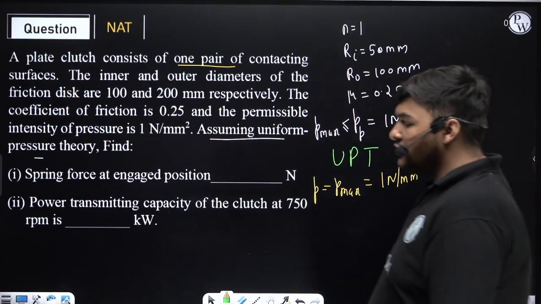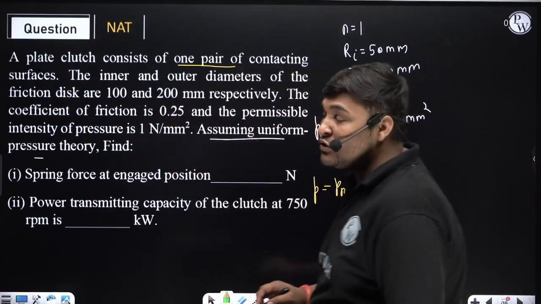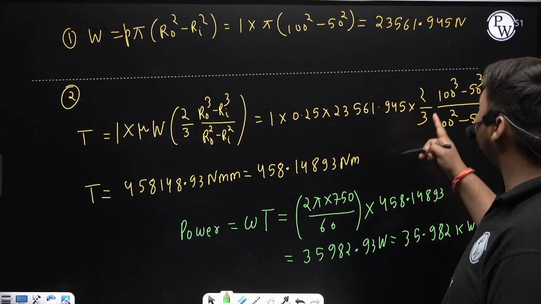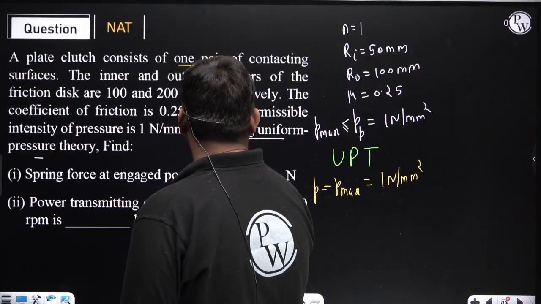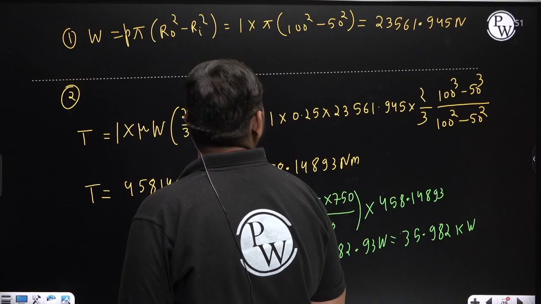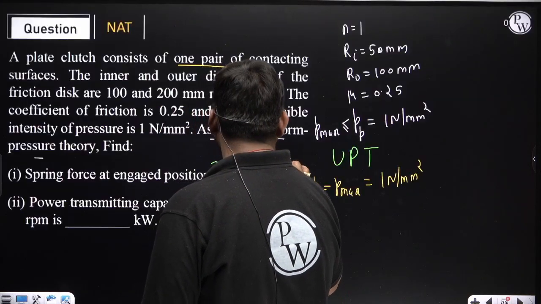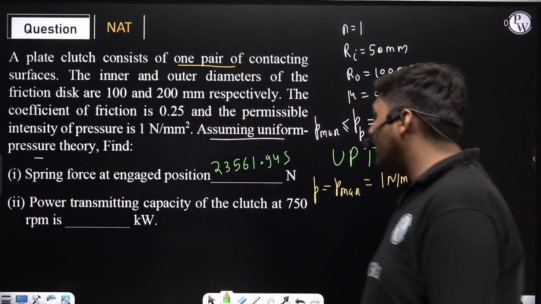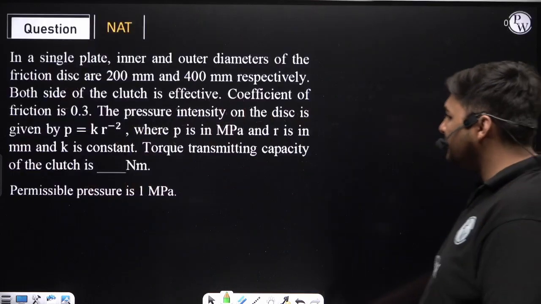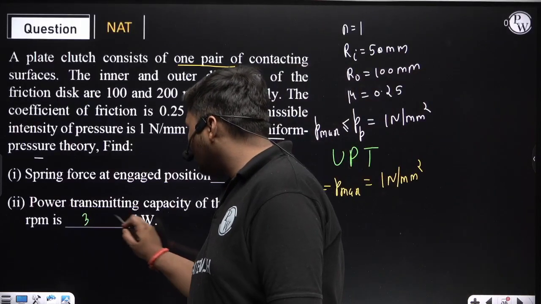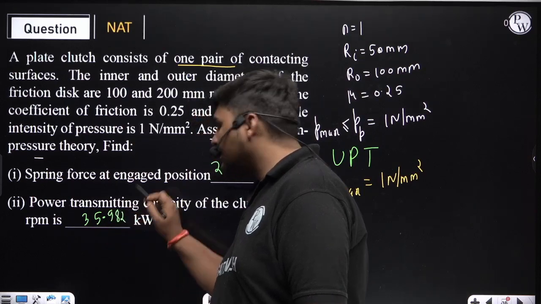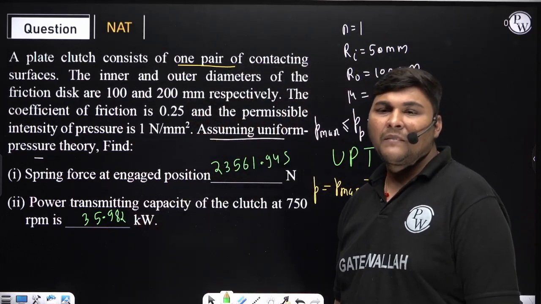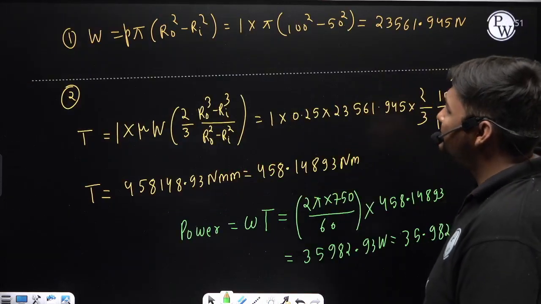Okay. So first, the examiner is asking about the spring force at the engaged position, which is coming 23561.945 Newton. Second, we have to calculate the power transmitting capacity, which is coming 35.982. The examiner is asking in kilowatt, 35.982. Okay, now we'll discuss some more questions.